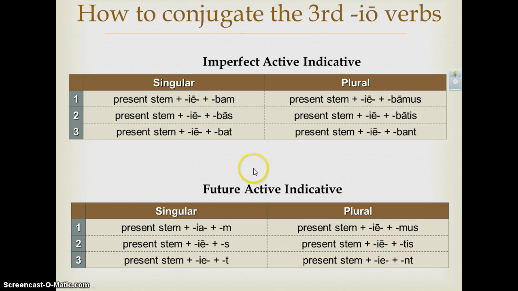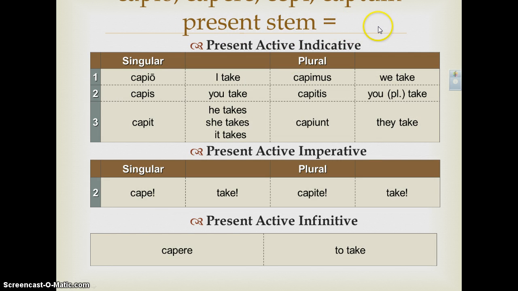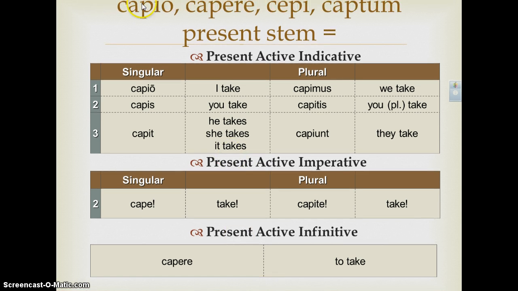Okay, why don't we look at how this works for an actual third IO. So you can see here that it has an ERE in its second principal part, and ends in an IO in its first principal part, so this is a third IO. What's the present stem for the third IO going to be? It is CAP. So our first person singular present active indicative is CAPIO, first principal part.